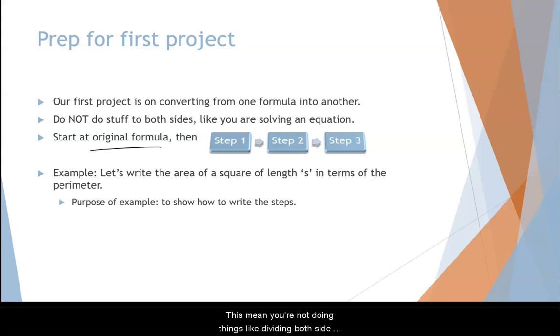This means you're not doing things like dividing both sides by 7 or whatever number, because that would be assuming that the two formulas are equal, and we don't want to make that assumption. So I'm going to work through an example, and the purpose of the example is to show how to write the steps. This example is different from your actual project.